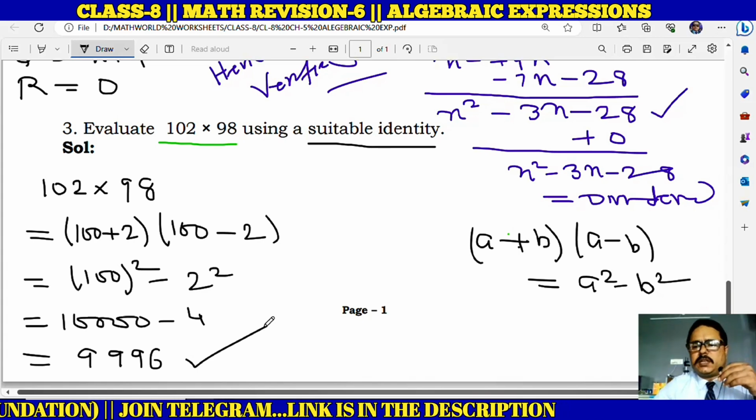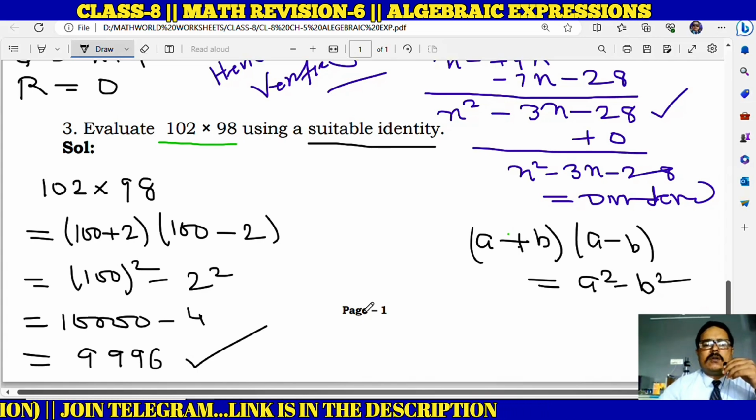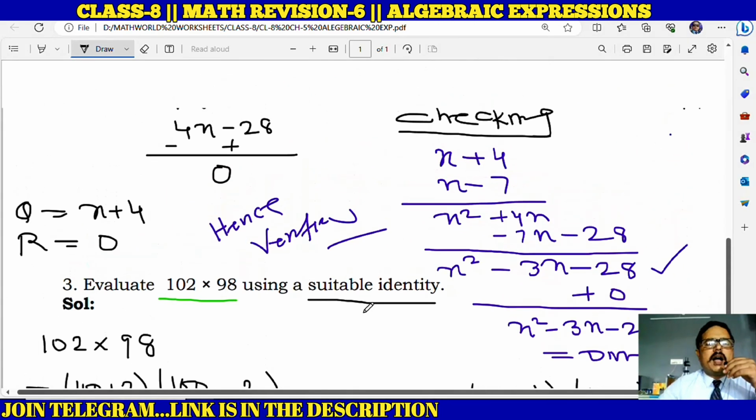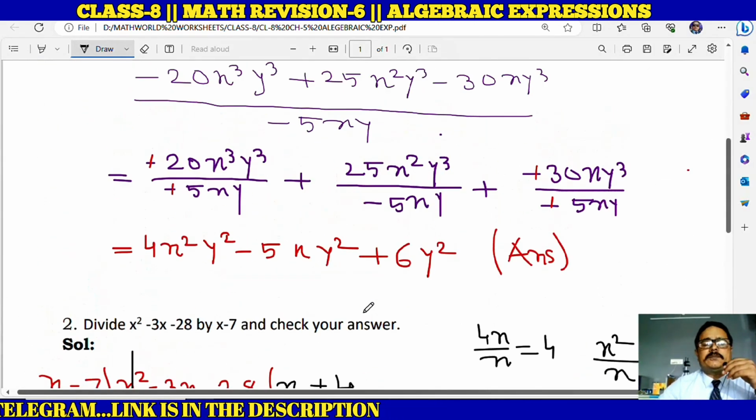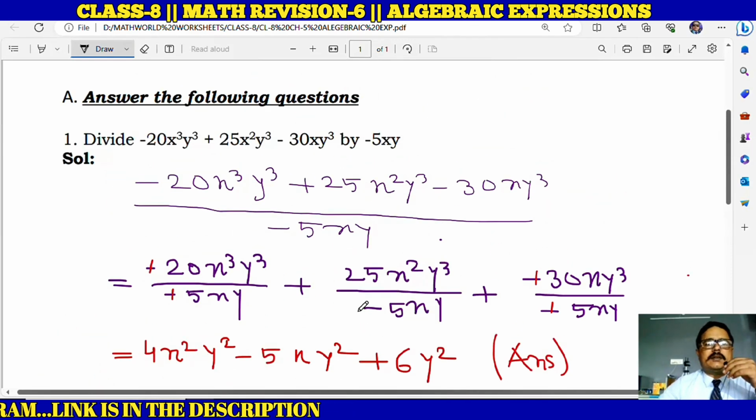If you try the simple product there, then you won't get the answer. So I hope that in today's revision, the questions and the answers which we have discussed are very much clear to you.